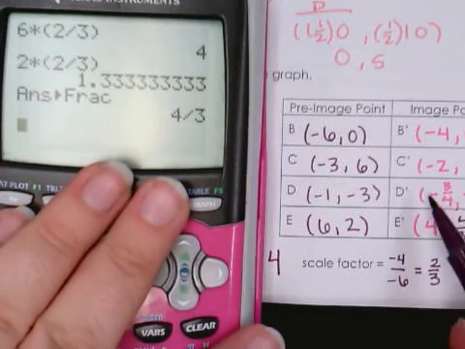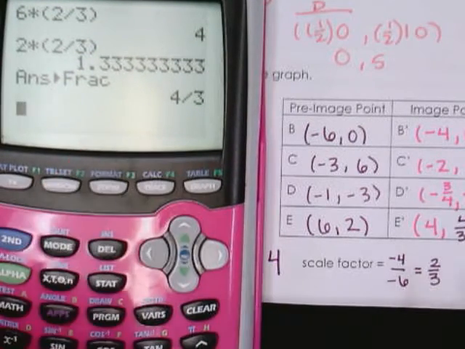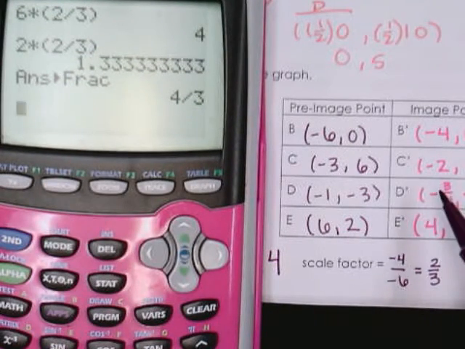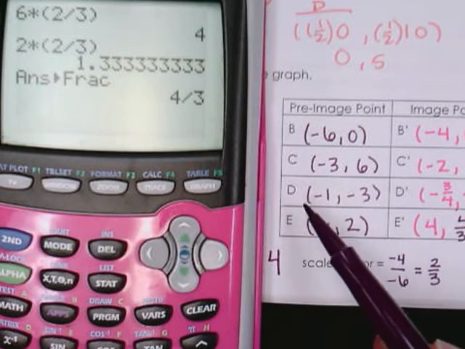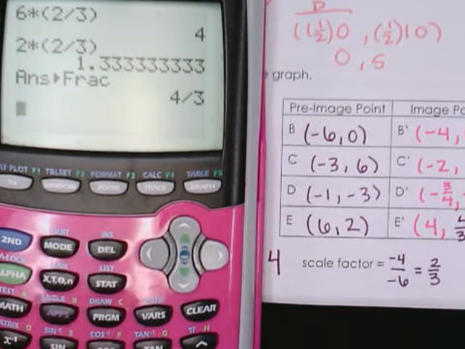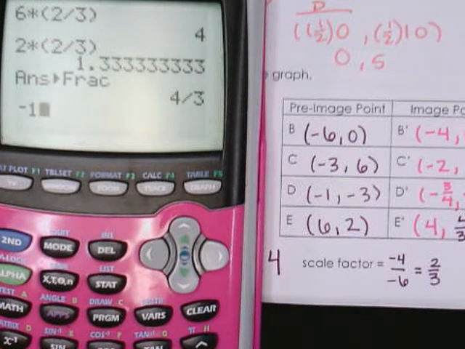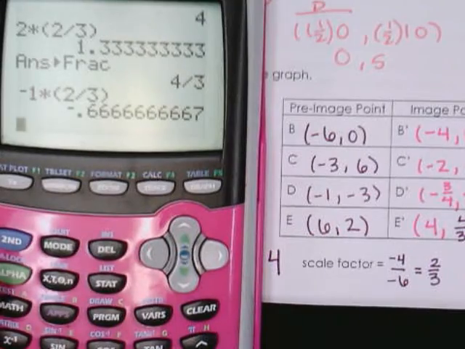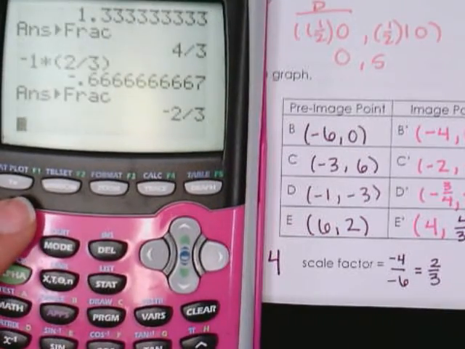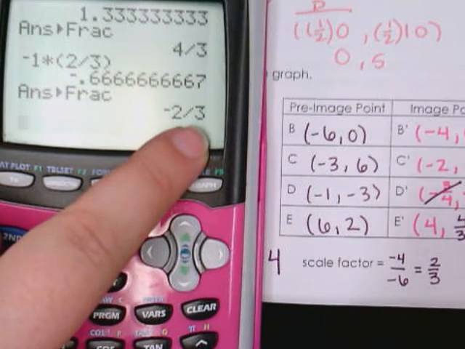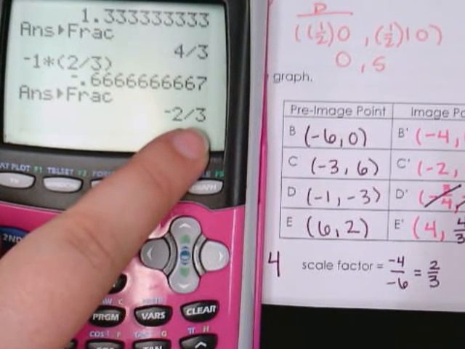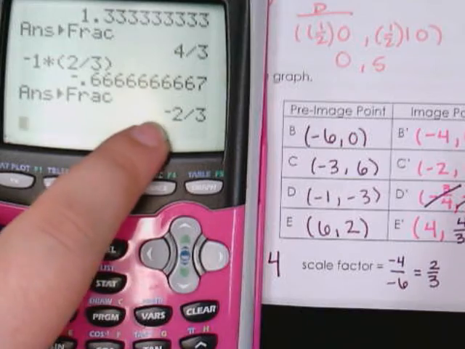We estimated it to be negative 3/4, but now we actually know the scale factor. So let's double check because we might have been off a little bit. If I take the pre-image x, negative 1, and I multiply it by the scale factor, 2/3, I got a decimal, math, enter. Oh, it should actually be negative 2/3. So the real point here is negative 2/3, comma, negative 2.